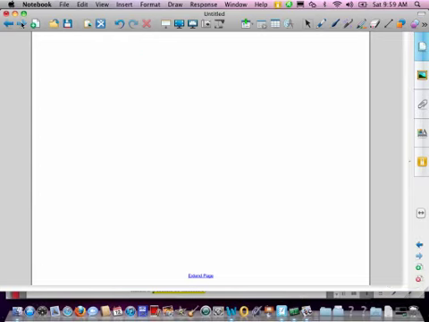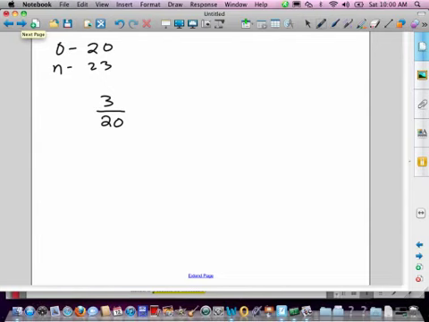Okay, so if we work through these sample problems here, let's take a look. We've got the original number was 20. The new is 23. So we went from 20 to 23. That's a difference of 3. Put that over the original, 3 over 20.